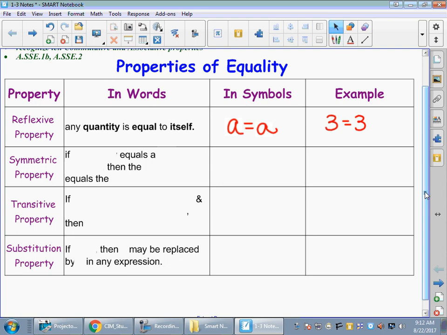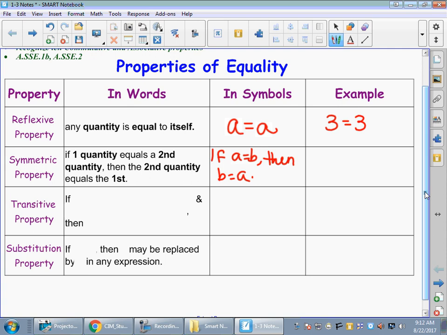I know many of you use the symmetric property every time you solve an equation. Okay, so if one quantity equals a second quantity, the symmetric property then says the second quantity equals the first. Basically, in symbols, if A equals B, then you're allowed to say B equals A. And all I did there was just flip-flop sides. So if A equals B, I can change it and put the B on the left side and the A on the right side.